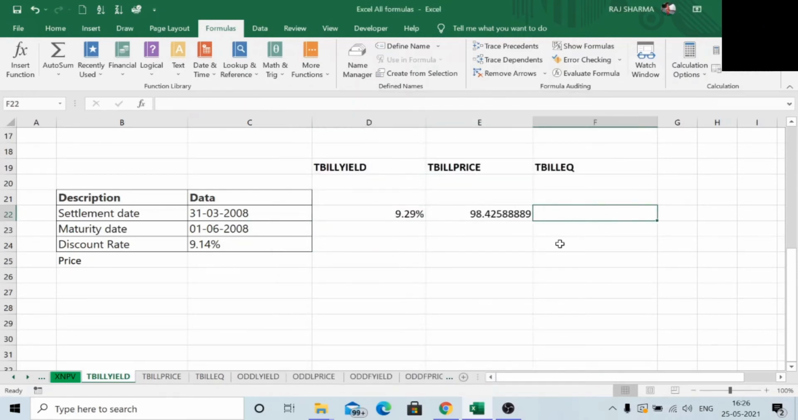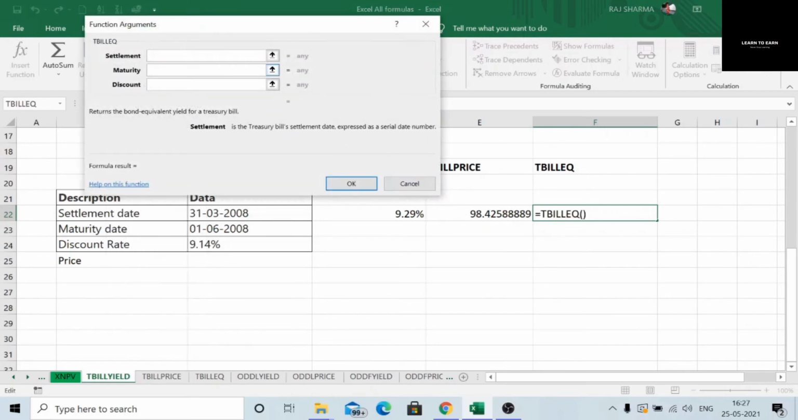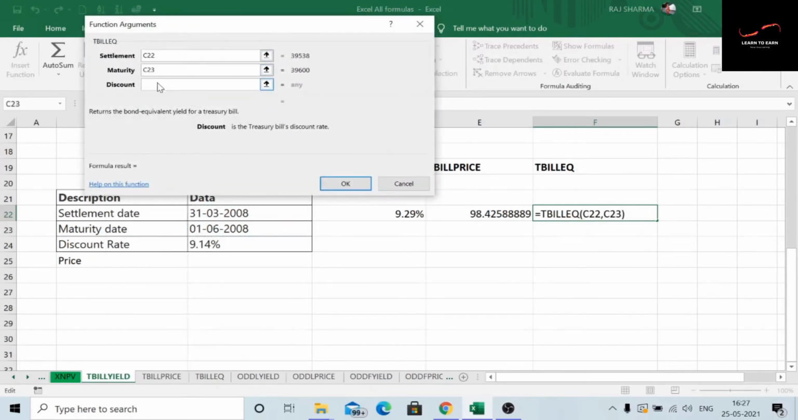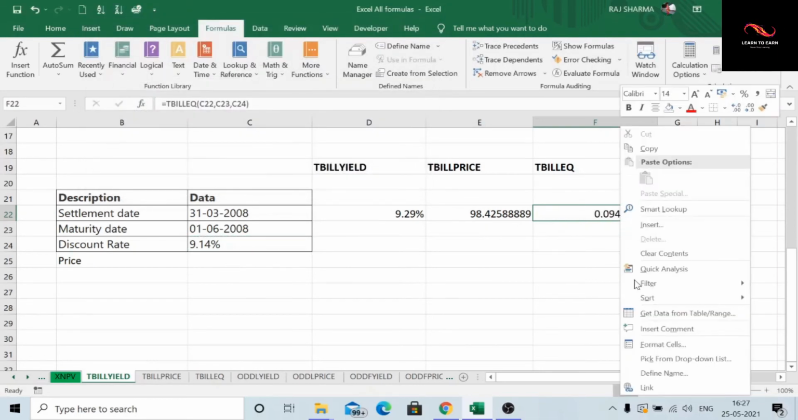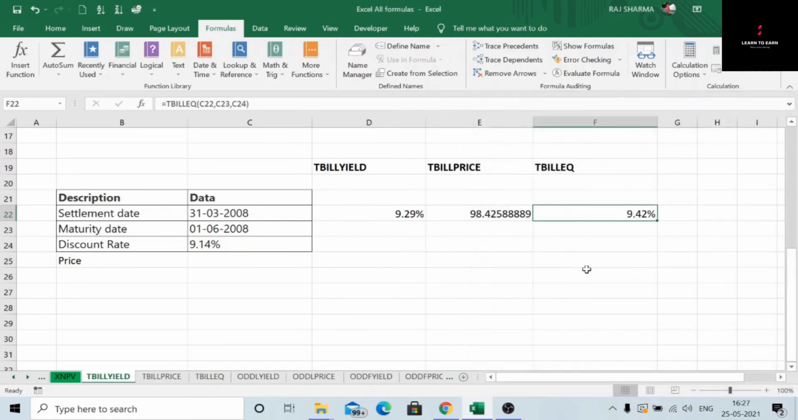This is yield to maturity. And then the T-bill equivalent, the bond yield equivalent of this treasury bill, that we are also going to find out. So let us try to do it. Select this formula, put settlement date, put maturity date and put the discount rate, and you will find the bond equivalent.